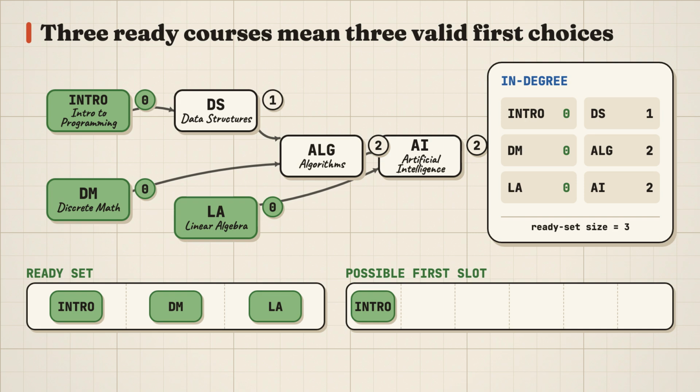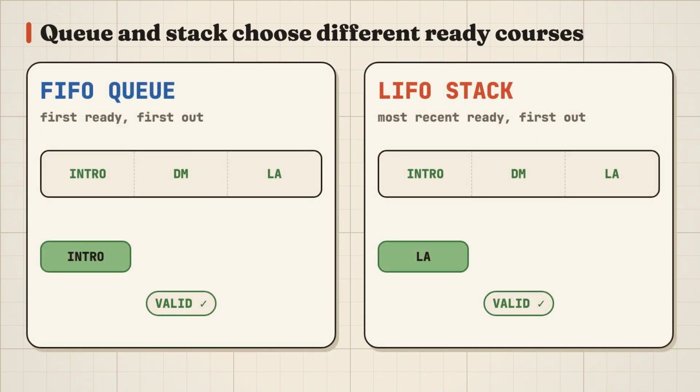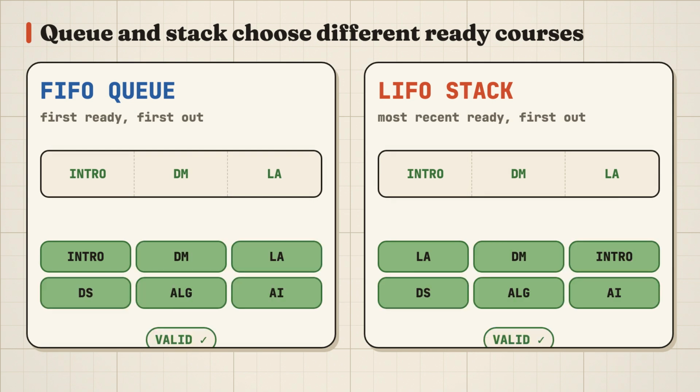At the beginning, 3 courses have an in degree of 0. We chose Intro to Programming first, but discrete math or linear algebra would also have worked. A queue chooses the course that entered first. A stack would choose the most recently added course. The final orders may look different, but both can still follow every prerequisite.